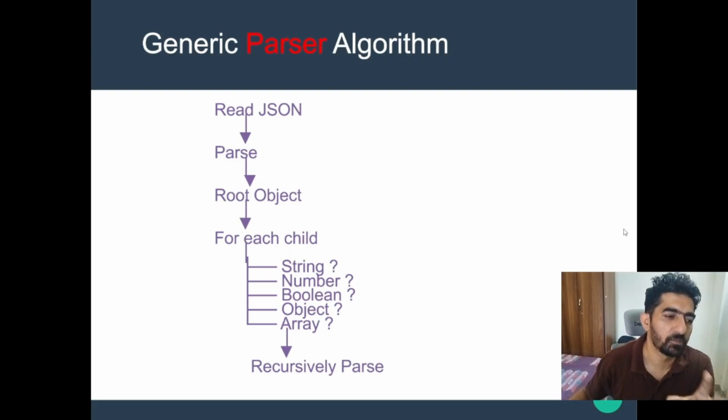So first, this is the first point of our algorithm. We have to read it. Okay. Then we have to parse it. Then we have to create the root object for each child. Okay, it's a child object I'm saying here.